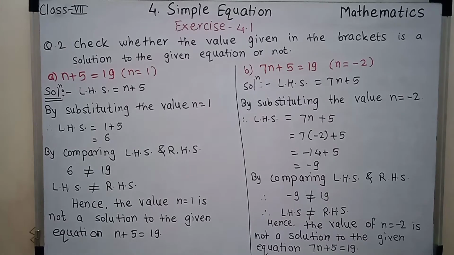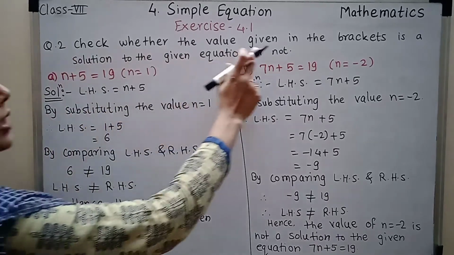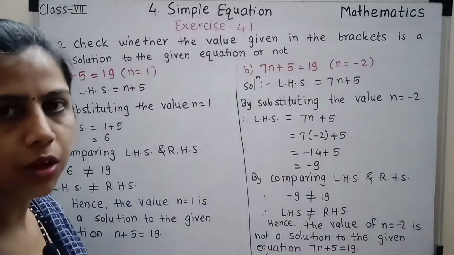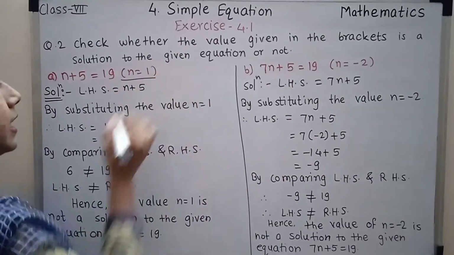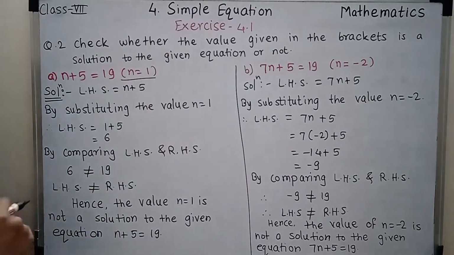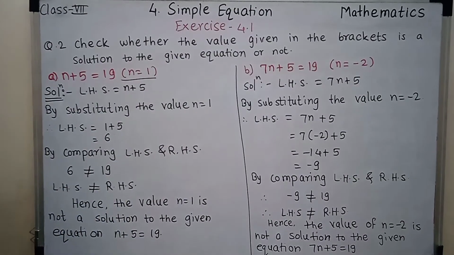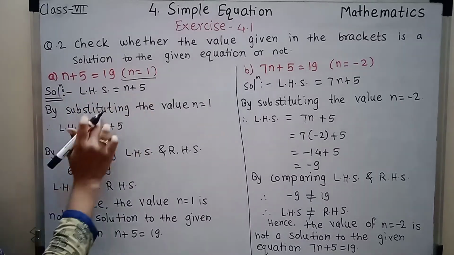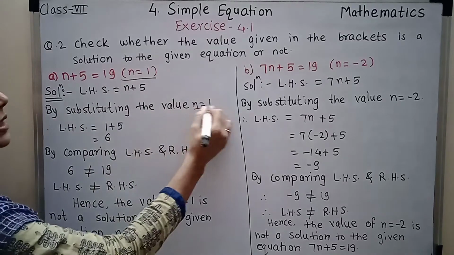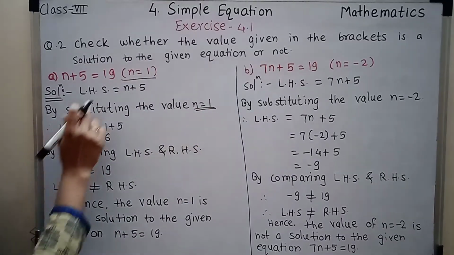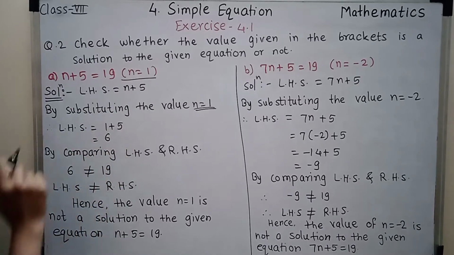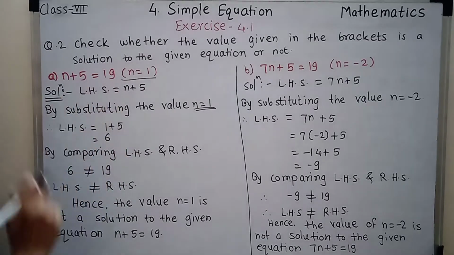So next question number 2 is check whether the value given in the brackets is a solution to the given equation or not. तो जो वैल्यू हमें ब्रैकेट में दी गई है, ये दिए गए इक्वेशन की वैल्यू सॉल्यूशन है या नहीं, हमें ये चेक करना है. So how to check? So यहाँ LHS is what, n plus 5. So by substituting the value n equal to 1 हमें substitute करके देखना है. So अगर मैं यहाँ पे LHS में n की जगह 1 डाल दूँ, तो ये आ जाएगा 1 plus 5 that is 6. But RHS is given to what, 19.